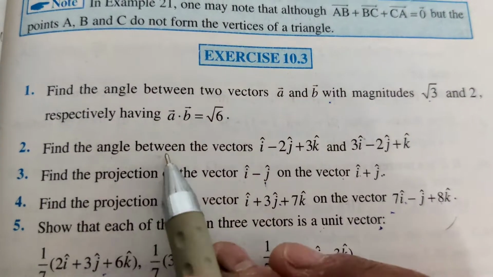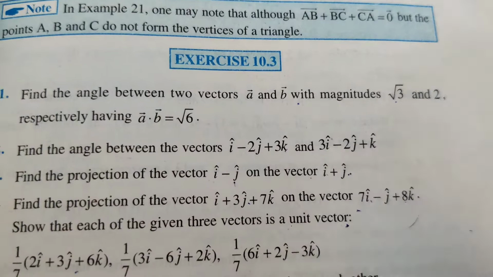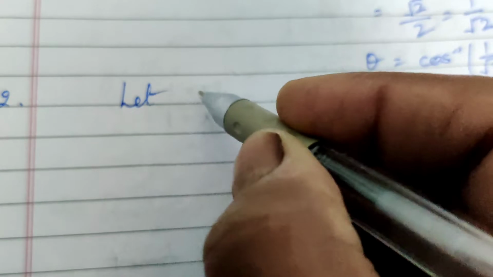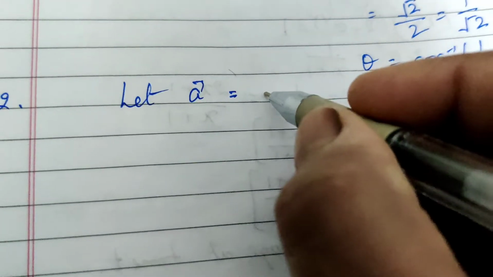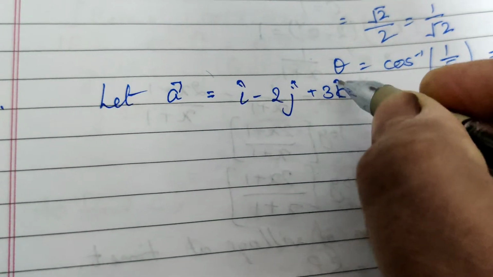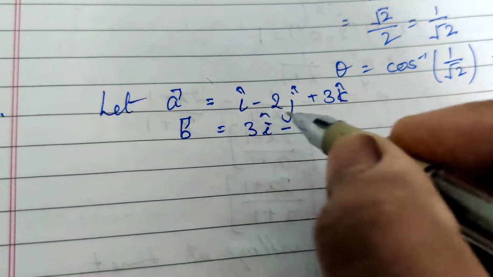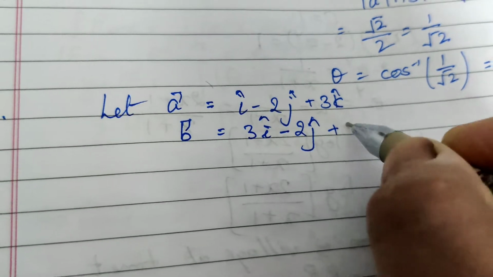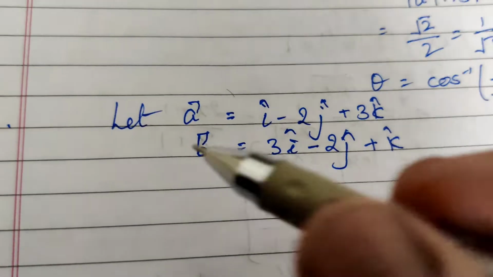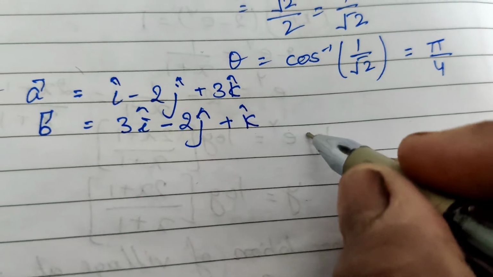Question number 2. Find the angle between the vectors i minus 2j plus 3k and 3i minus 2j plus k. Let the first vector A equal i cap minus 2j plus 3k and vector B equal 3i minus 2j plus k. Okay, this is the vector. Now first we have to find the magnitude of these two, magnitude of A vector and magnitude of B. So how can we find magnitude?